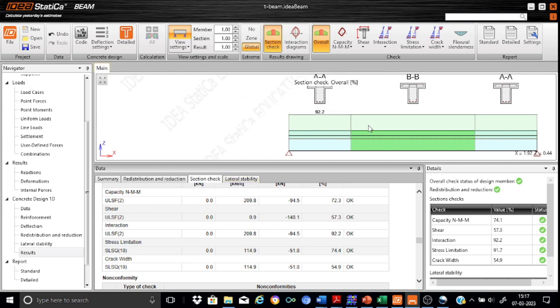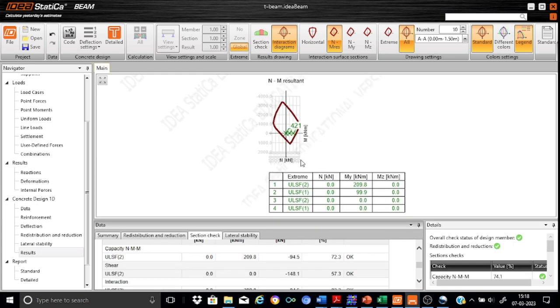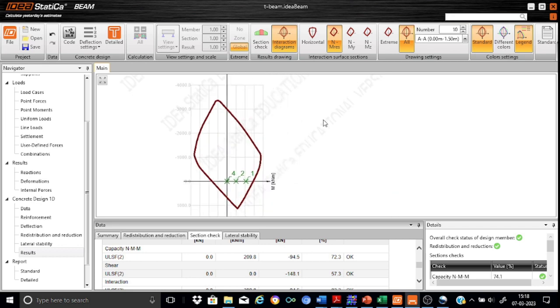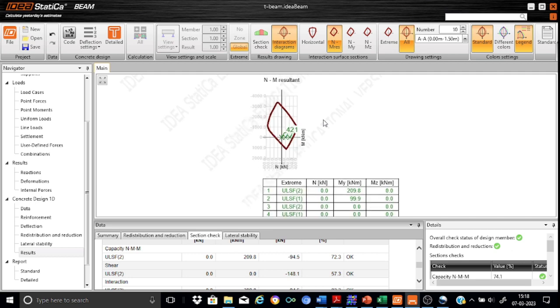You can see that the utility of the section is displayed over here. On the other hand, suppose you are interested in the interaction diagrams, you can press the interaction diagrams. I can keep this a little bit down. You'll find that it has provided for section AA the interaction diagram. Let me zoom this. We find that all the points identified by these combinations 1 to 4 are inside this interaction diagram.